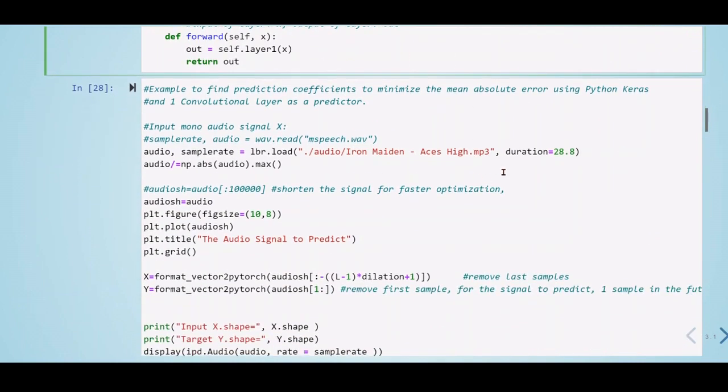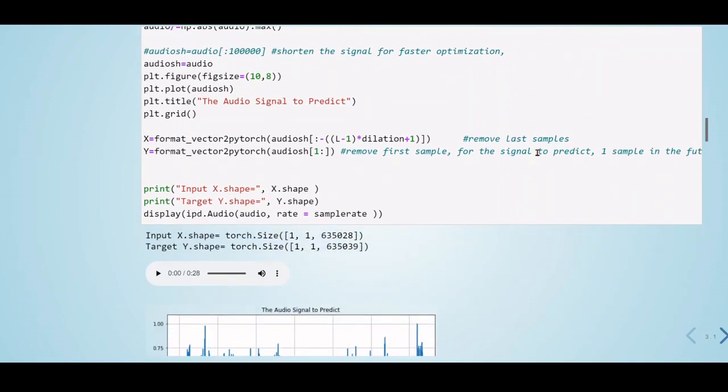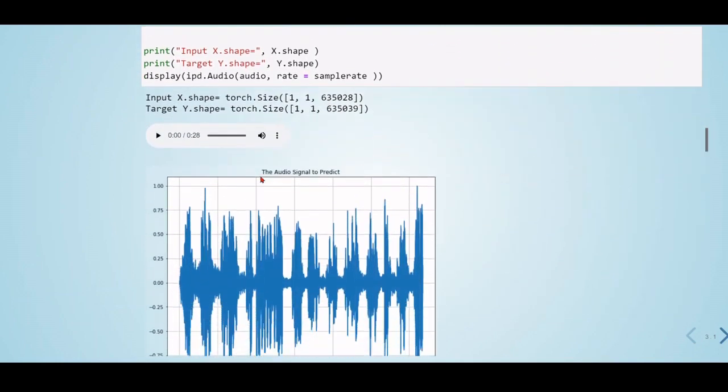So then we are loading Iron Maiden, Aces High, do some normalization, and we have here the audio signal to predict.